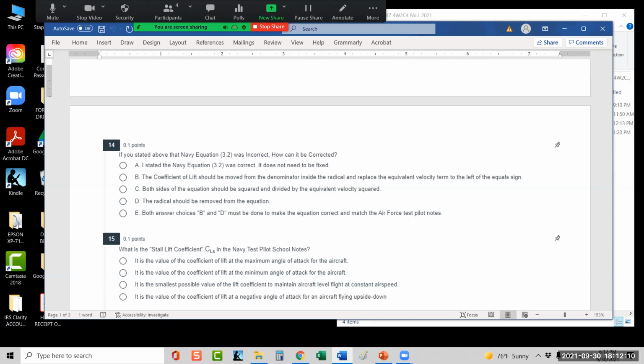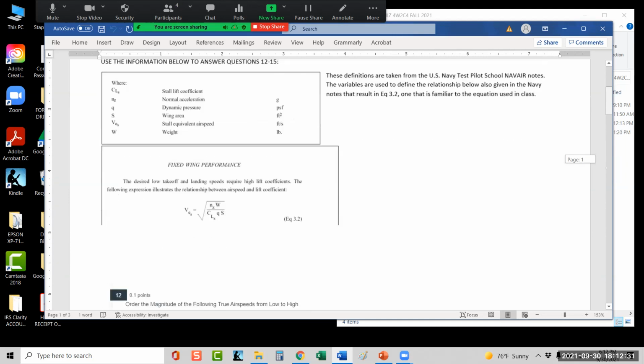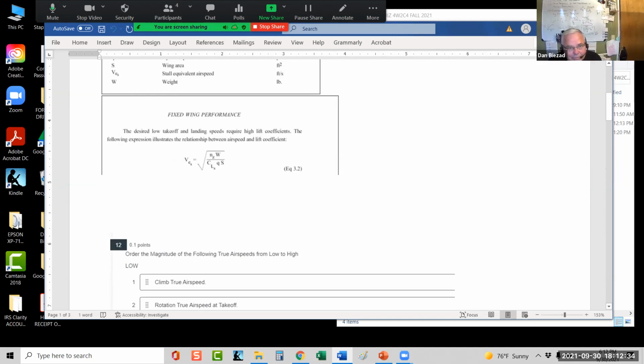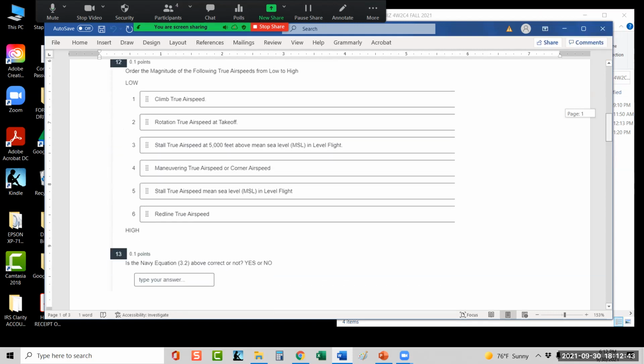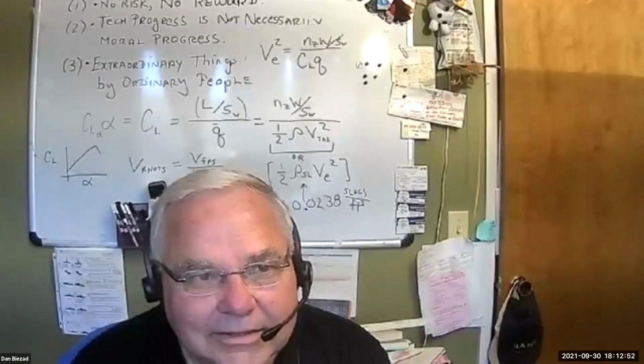Wait. Oh, wait. Hold on. The coefficient of lift, C sub L, should be moved from the denominator inside the radical. Oh, yeah. Does that look better? Yeah. So take the coefficient of lift out of here, outside the radical, put it in here, and replace the equivalent velocity with that. Oh my gosh, I mixed up the letters. I was thinking C was something else. Are you with me now? Yeah, I agree.